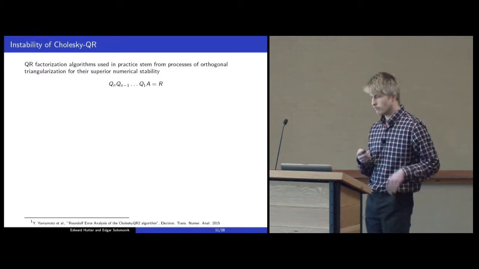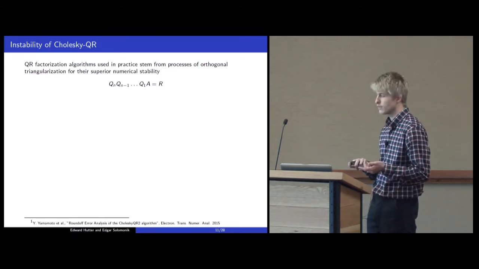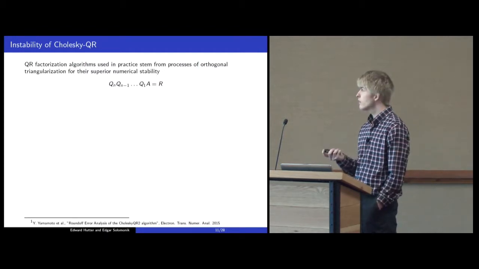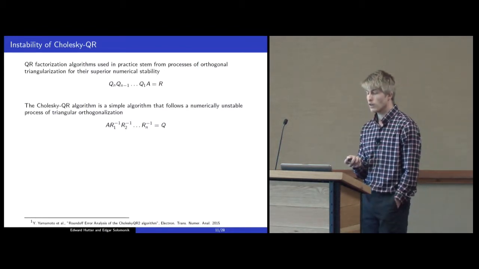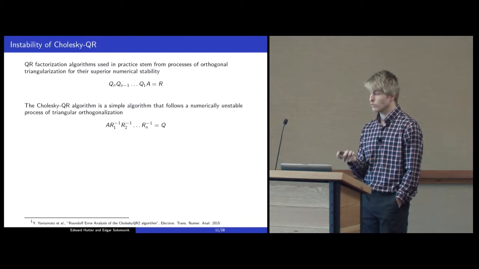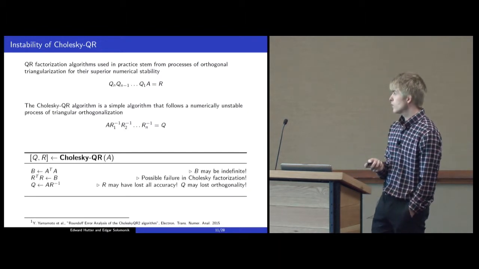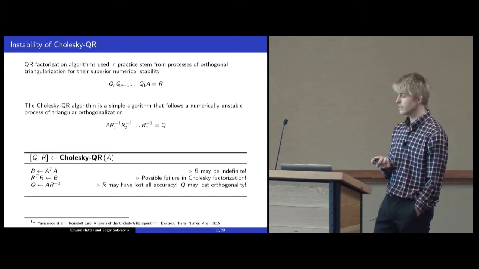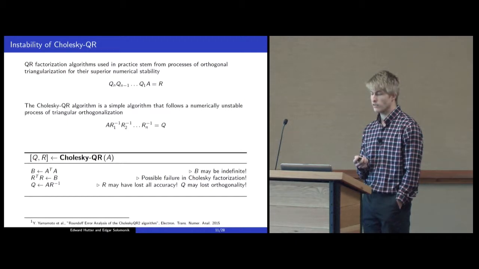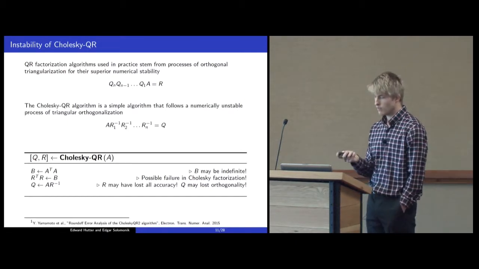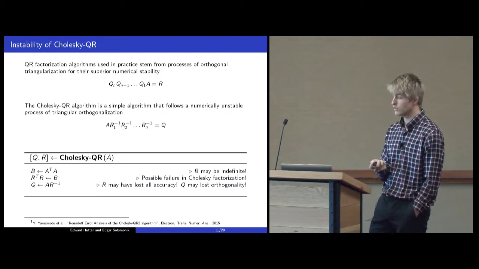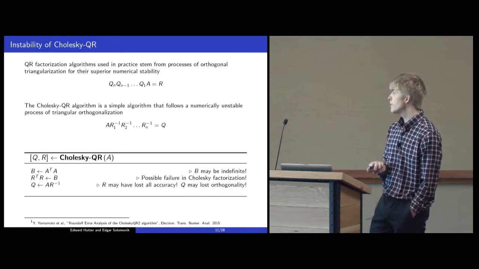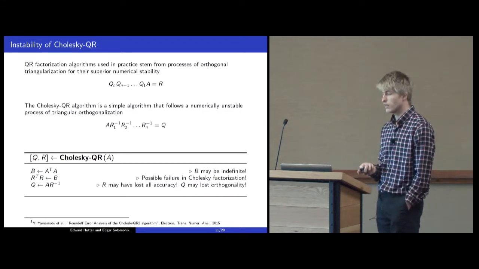QR factorizations can basically be put into 2 different buckets. One is a process of orthogonal triangularization, which is numerically stable, and the other is a process of triangular orthogonalization, which has been shown to be numerically unstable. Cholesky QR2 falls in that latter category. It is not numerically stable in all cases, and there are many cases in which it can fail. If we compute A transpose A, the resulting matrix can be indefinite in finite precision, and this may cause the Cholesky factorization to fail, and then we obtain an orthogonal factor Q with no accurate digits.